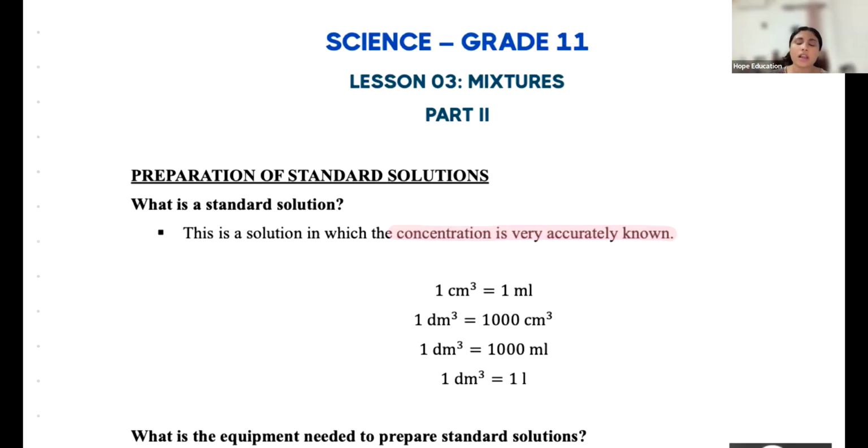If I just give you a solution, you can't work like that in labs. So a standard solution is a solution where the concentration is very accurately known.